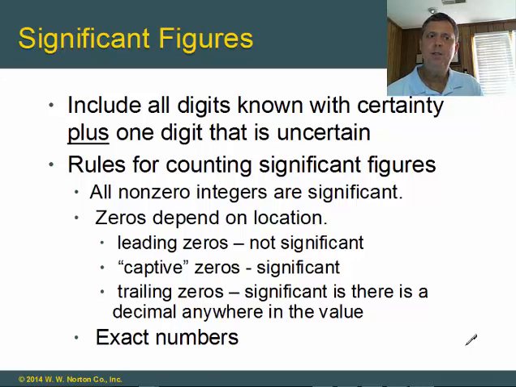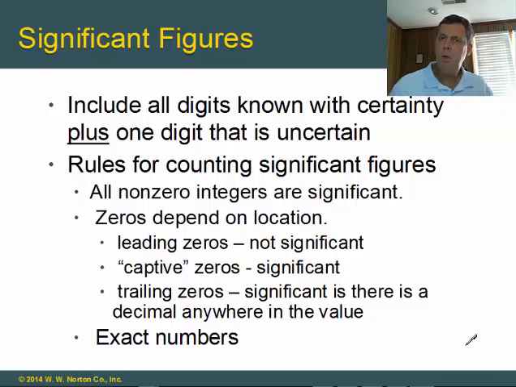So the rules we need to understand. Significant figures, basically we use all digits with known certainty, and we have one estimated digit past there. And I'll show you examples of how that comes about in real life when using rulers and analog measurements. For counting sig figs, all non-zero digits are significant.